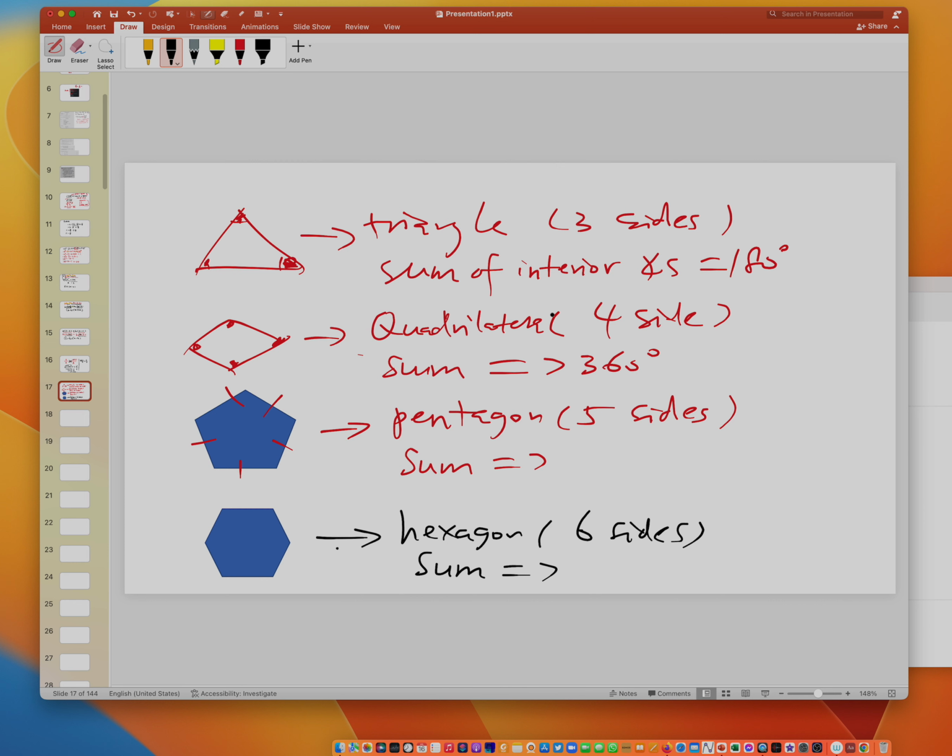Okay? So all these 3 sides, 4 sides, 5 sides, 6 sides, there is a general term for them. It's called polygon. Okay? So basically, if they talk about polygon, it means it can be 3 sides, 4 sides, 5 sides, 6 sides, can be any number of sides. Okay? So polygon is just, poly means many. Gon is the figure.